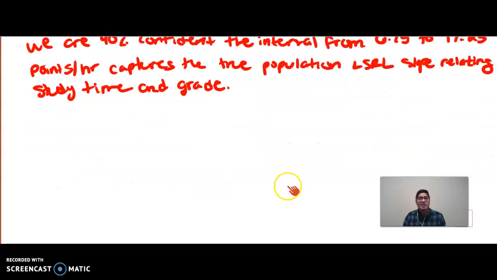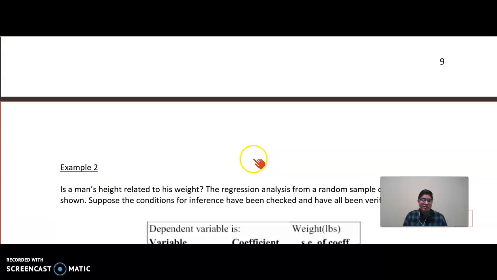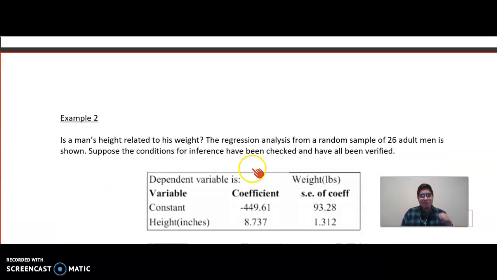Now, there's another example. Or are there two more examples? No, just one more example.